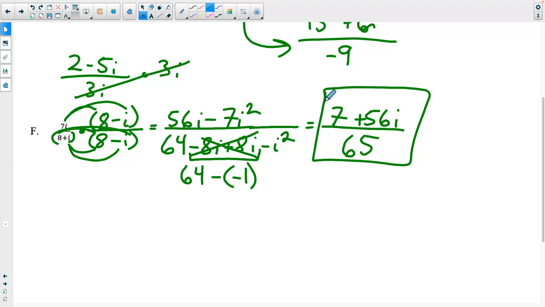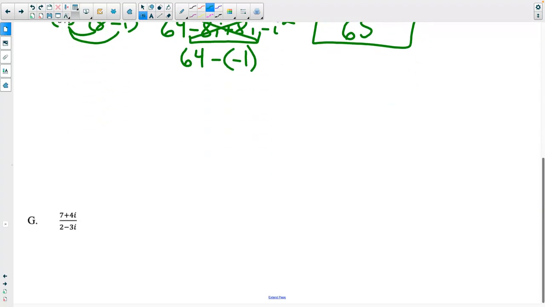All right, we have letter G. Tell me what the conjugate is for letter G. 2 plus 3i. And both of these things have addition with them, so I'm going to put parentheses on both of them. And I am going to put 2 plus 3i.